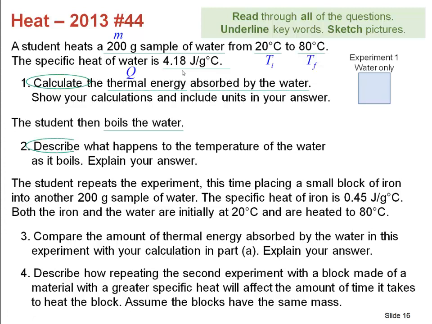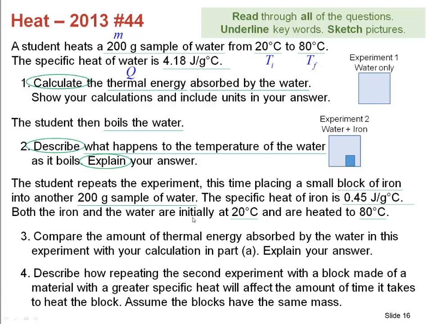Calculate the thermal energy absorbed by the water. The student is going to boil the water. We're going to describe what happens to the temperature of the water as it boils and explain. The student repeats the experiment, this time placing a small block of iron into another 200-gram sample of water. So he places a block of iron into the same mass of water as it was in experiment 1. This is 200, this is 200. The specific heat of iron is about a half a joule, or about 0.45 joules per gram per degree Celsius.